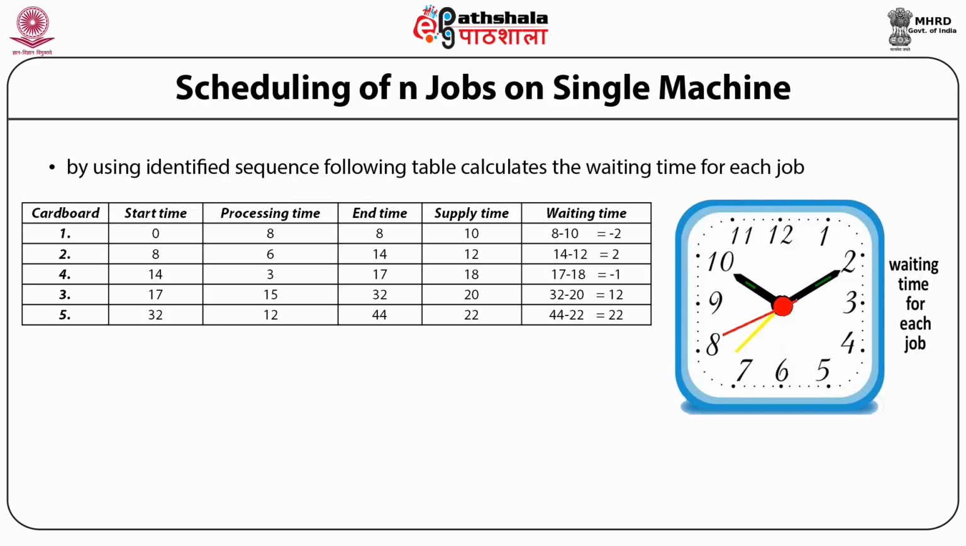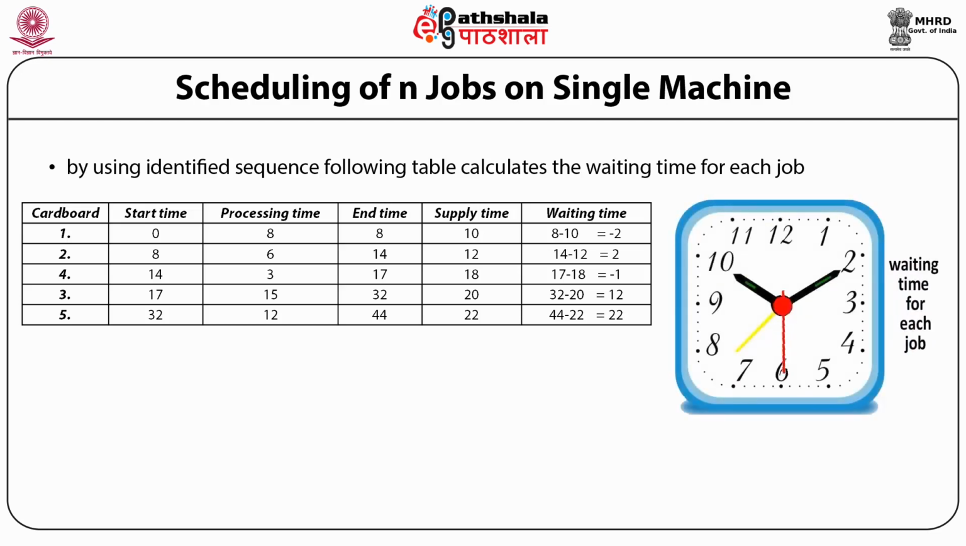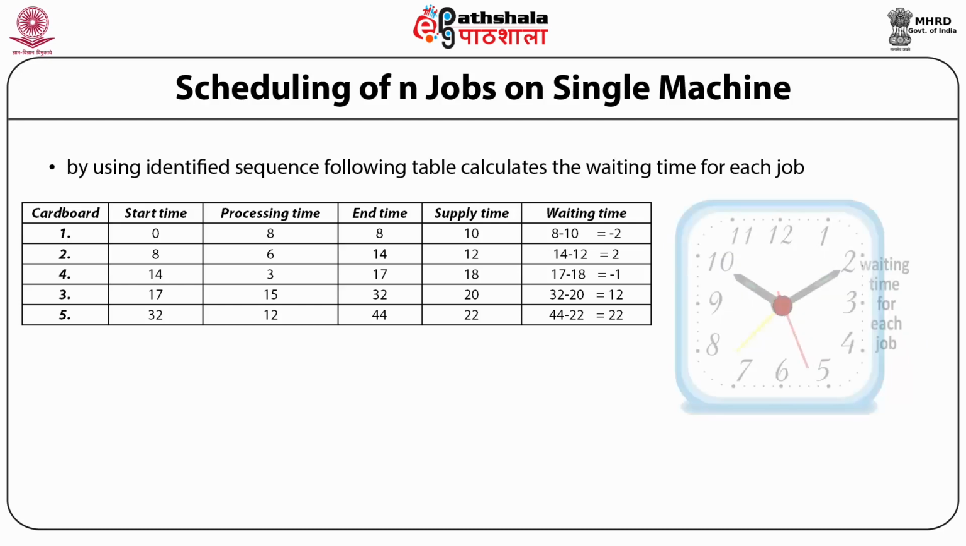Cardboard 3, start time 17, processing time 15, end time 32, supply time 20, waiting time 12. Cardboard 5, start time 32, processing time 12, end time 44, supply time 22, waiting time 44 minus 22 equal to 22.